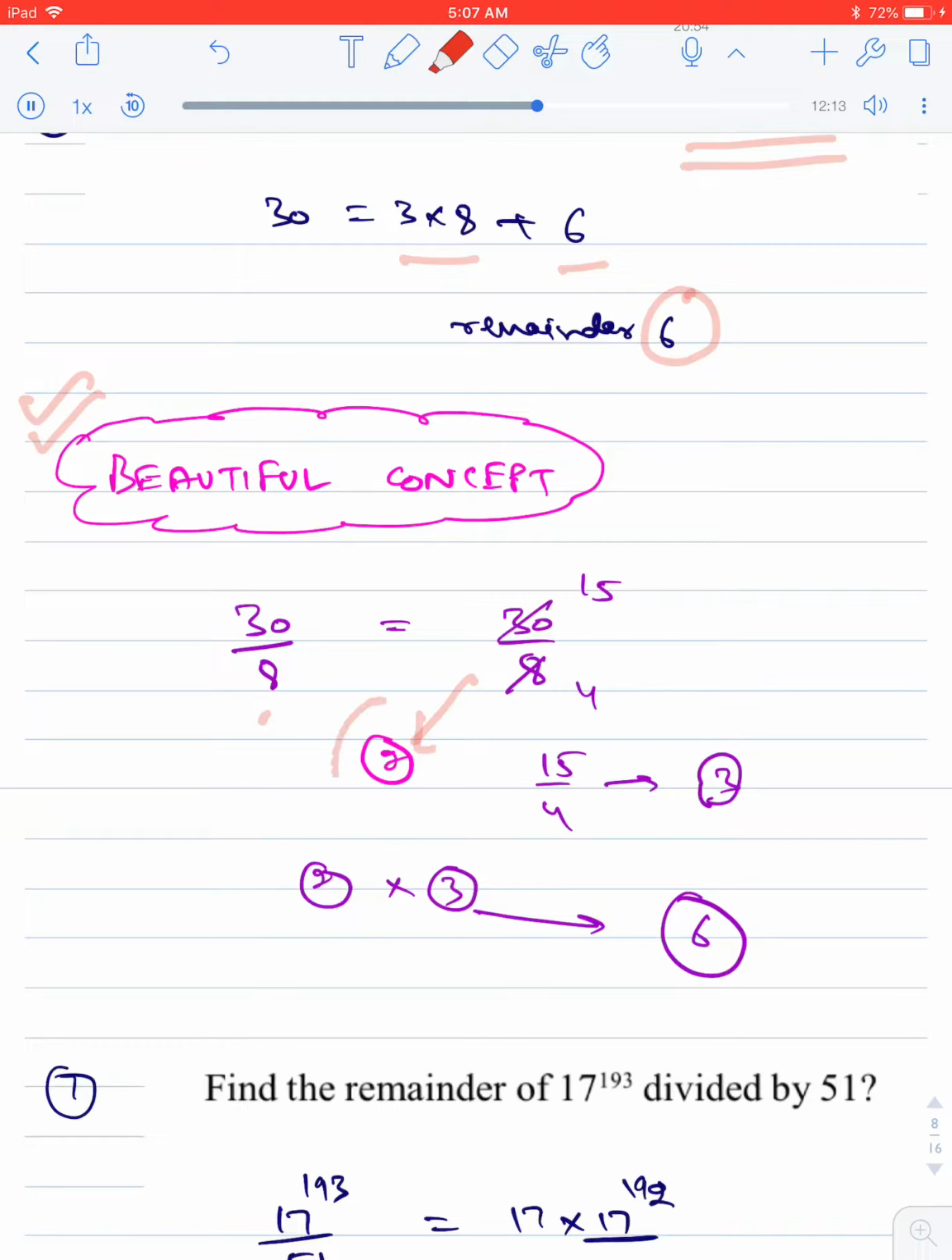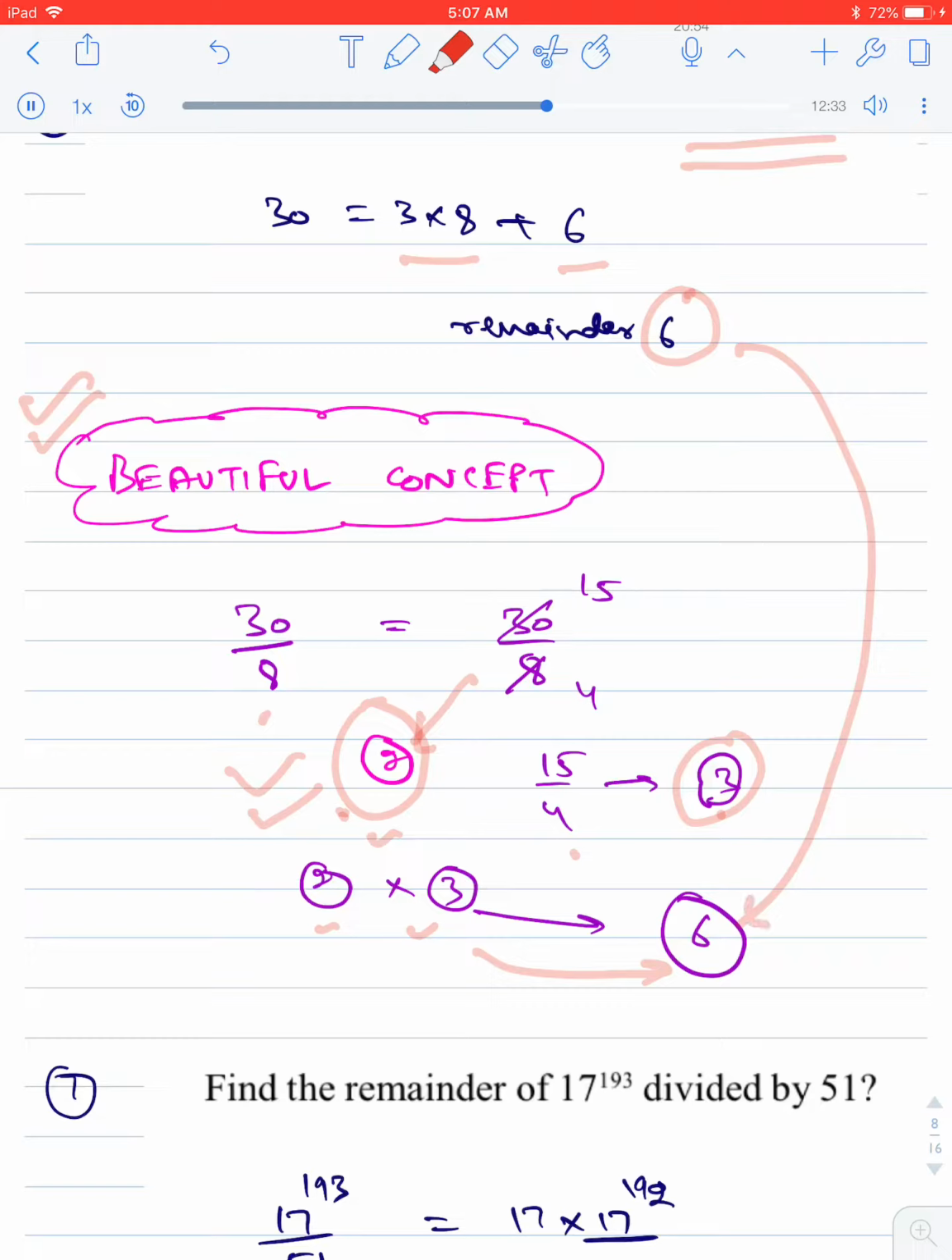Now keep this 2 to the side. Keep this 2 to the side, we get the remainder of 15 by 4. Now see the remainder of 15 after dividing by 4. It's easy. Remainder is 3. Now multiply this 3 by the previous 2. That is 2 into 3, which comes out to be 6.